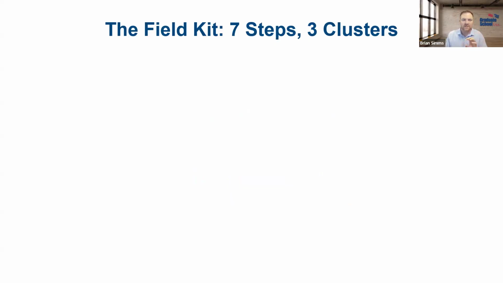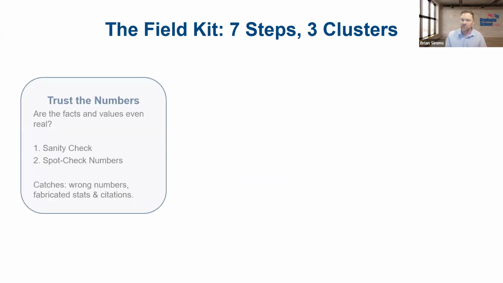So here are the steps as clusters. Again, we'll walk through these a little bit more over the next several minutes, but they are 7 steps. The first cluster is trusting the numbers. Are they even real? This is the easiest bit, right? That's why they come first.